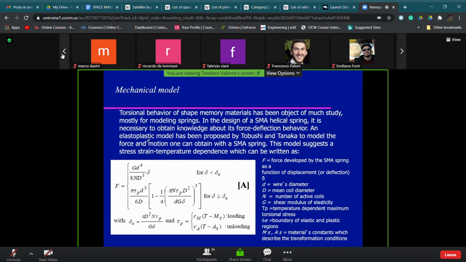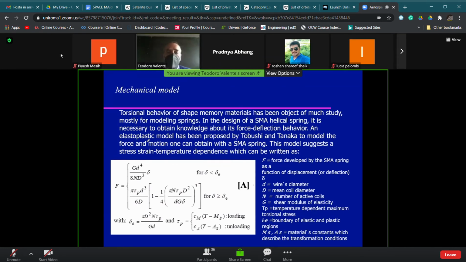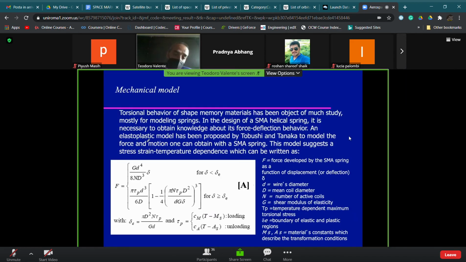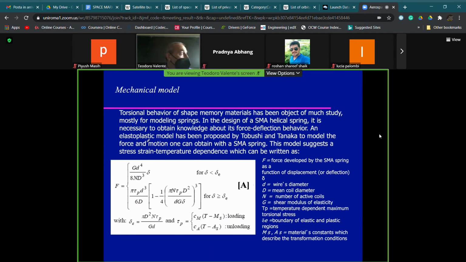Last part, which is requested of us, if you remember, is the mechanical model. I mean, we need to put in relation the stresses, in this case the force, which is given back by our material when it is modifying its shape and size due to the activation of the shape memory behavior.